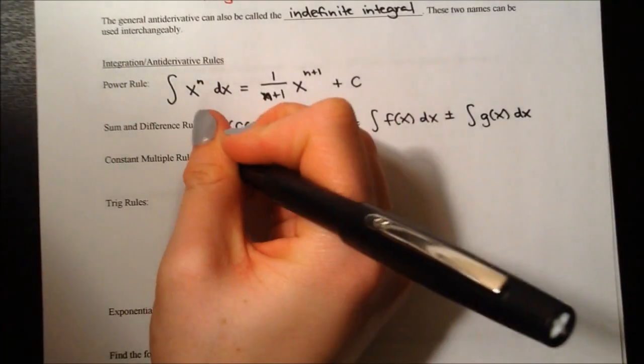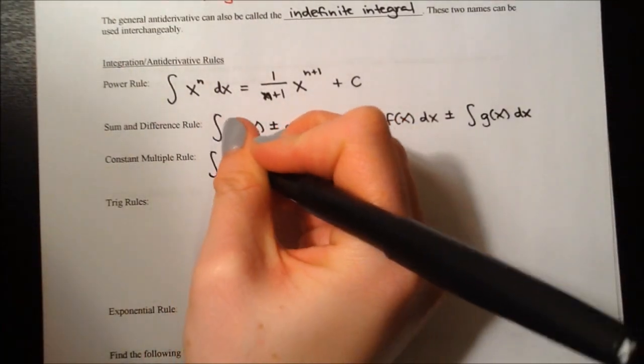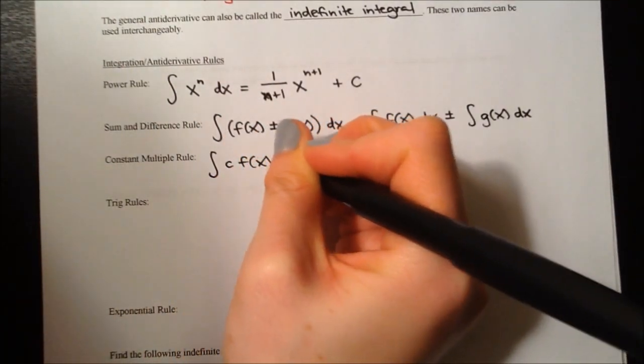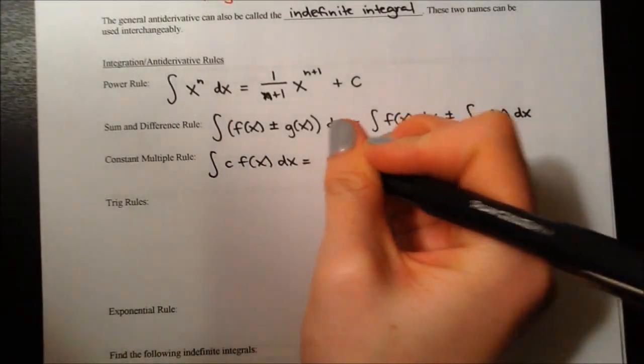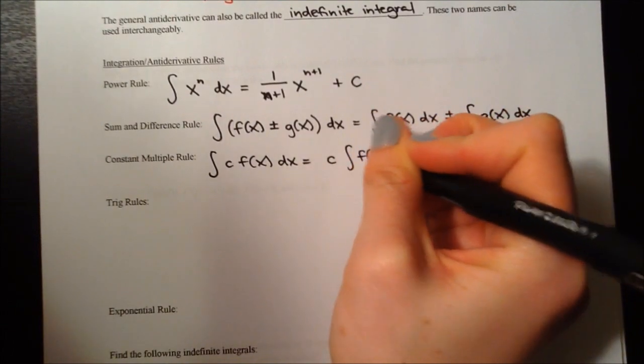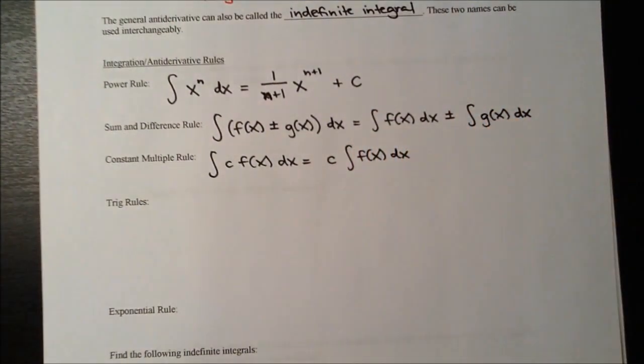Constant multiple rule, we've already kind of been doing this too, says if we have a constant right in there with the function, it's not going to affect our antiderivative at all, so we can just throw it out front and then take the antiderivative of the function that we're dealing with. Okay, how about some trig rules?